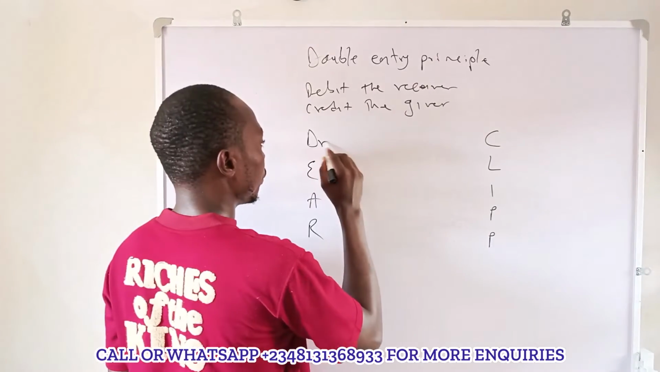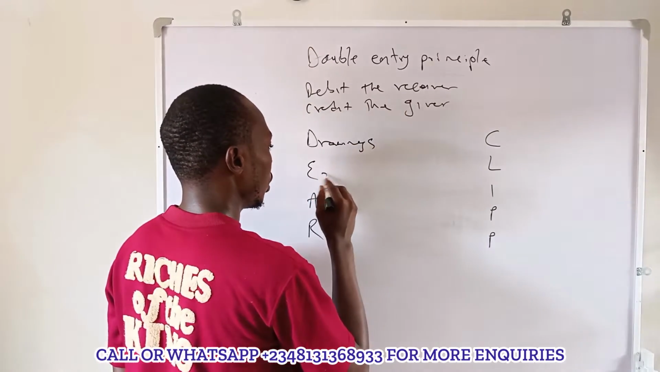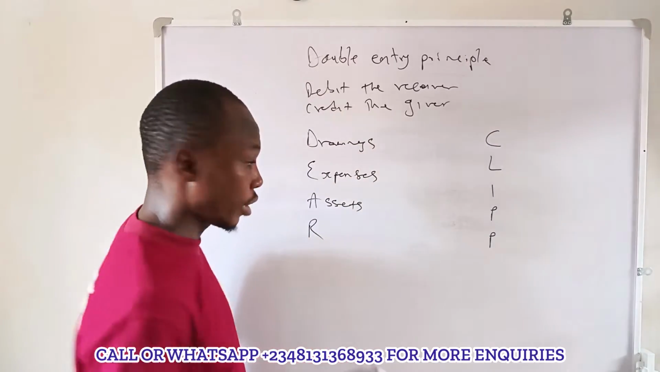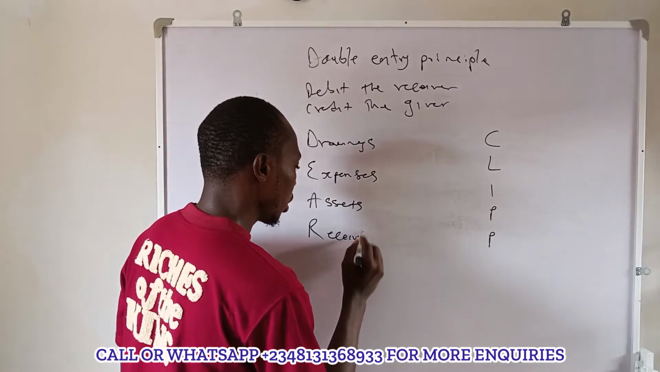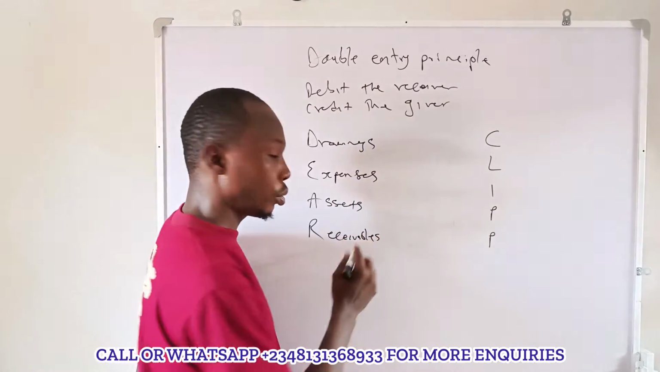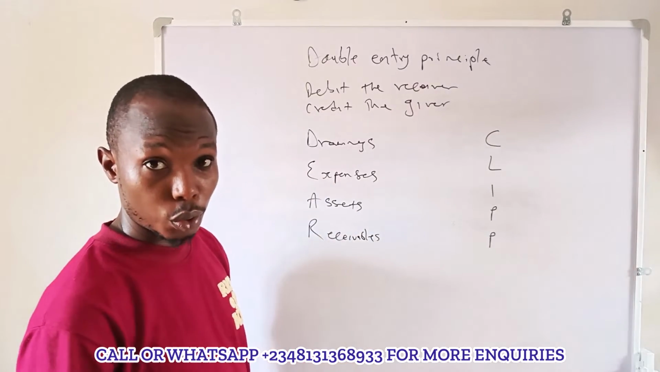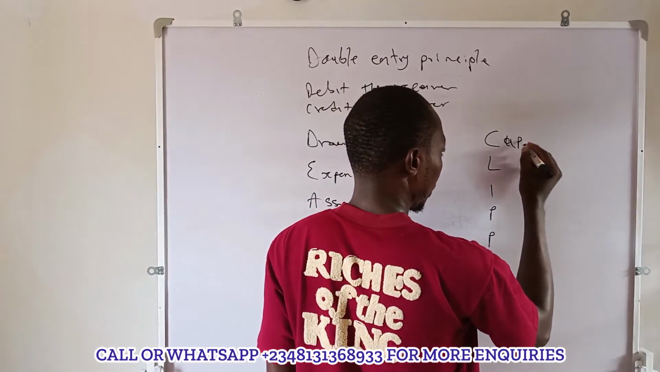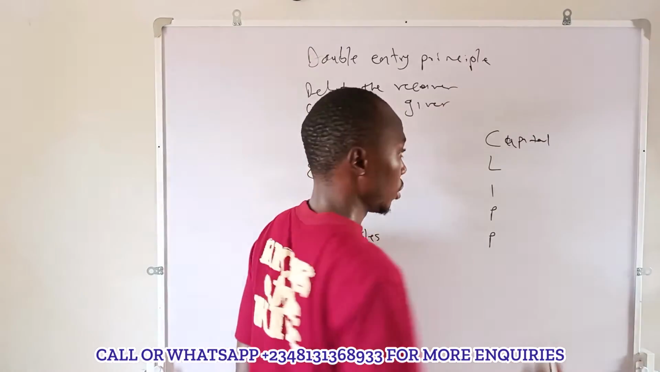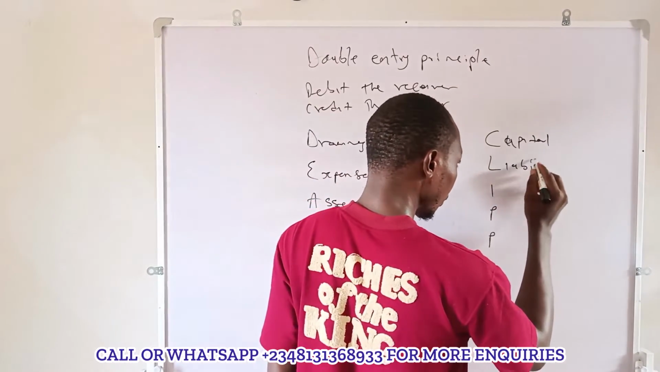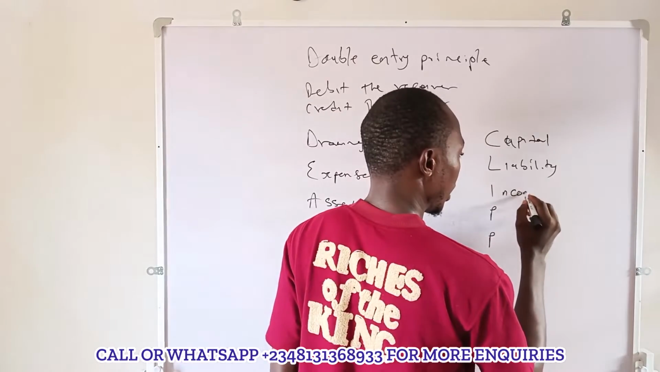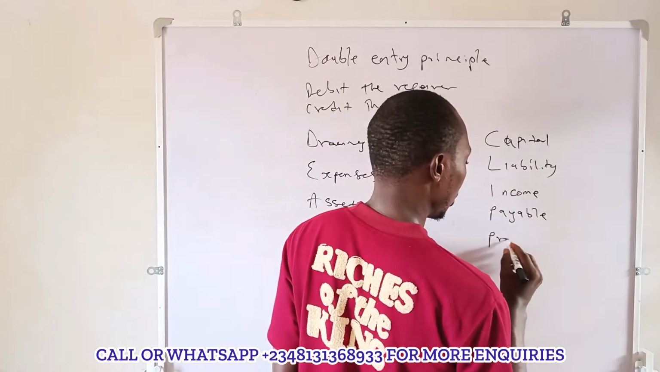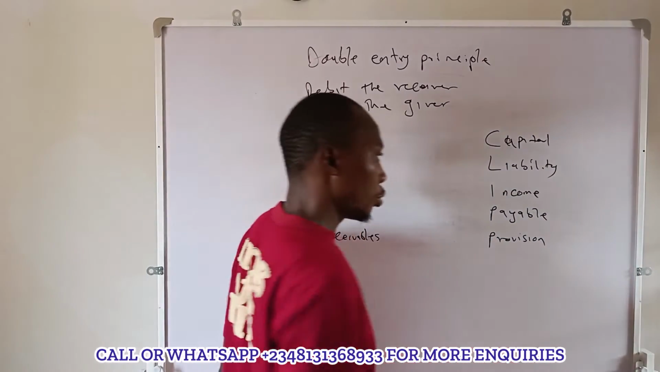The D in DEAR stands for drawings. E stands for expenses. A stands for assets. R stands for receivables. In receivables, you can have debtors. It's also a receivable. For the C, this is called capital or equity or owner's contribution. Then L is liability. I is income. P is payable. Then the other P is provision.